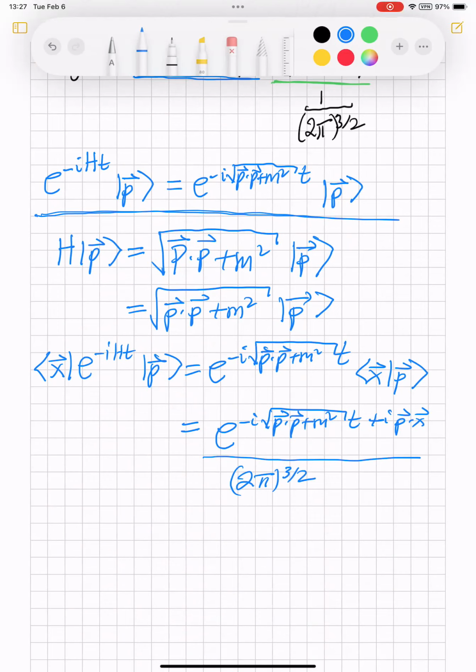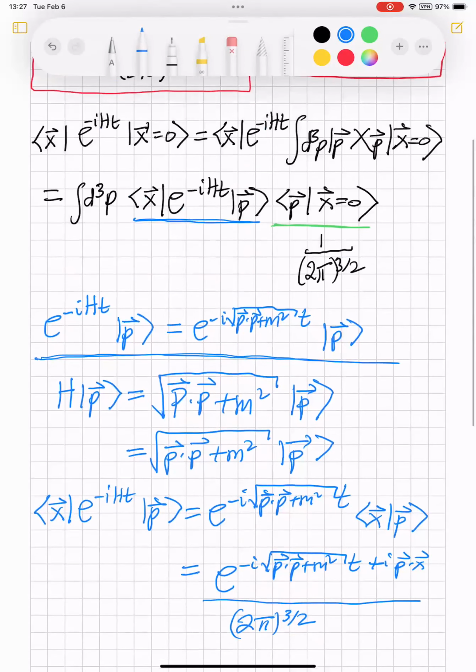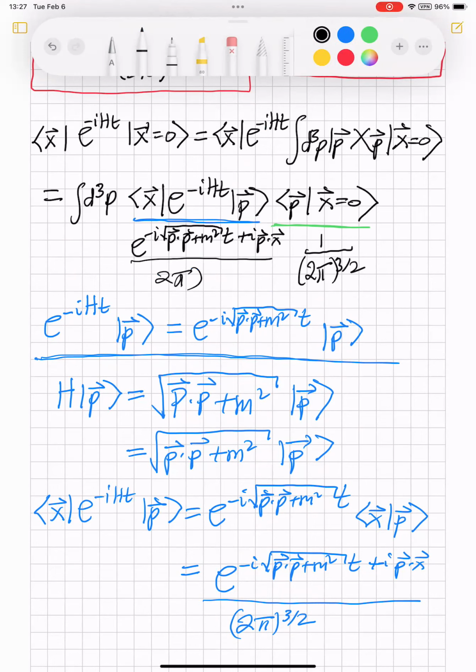Good. So let's put that in. This is e to the minus I square root of p dot p plus m squared t plus I p dot x over 2 pi to the 3 over 2.